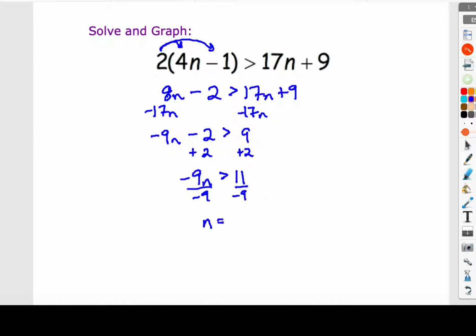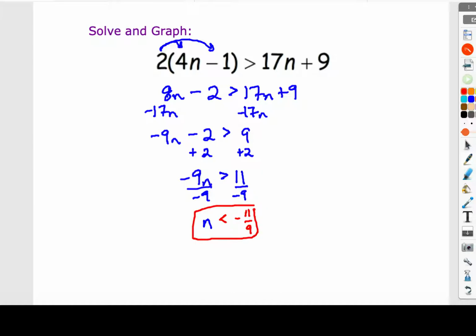We don't get a pretty answer there, but again, oops, not an equation. I divided by negative 9, which means I need to flip that sign. Greater than becomes less than. And again, 9 doesn't go into 11, so I'm just going to leave that as a negative 11 ninths.